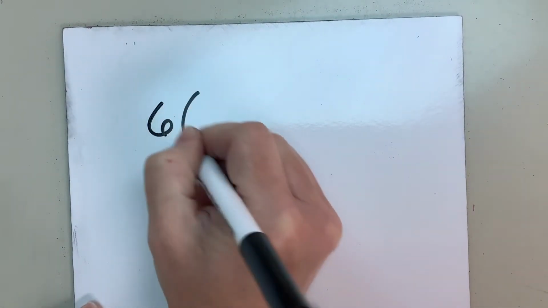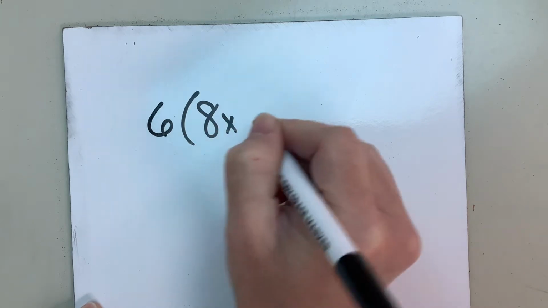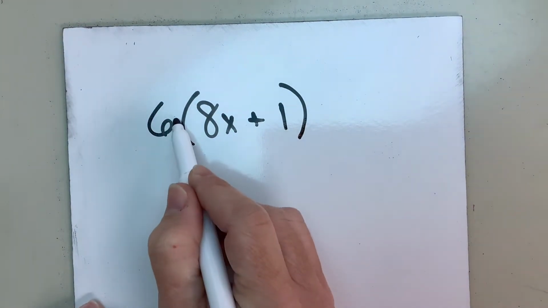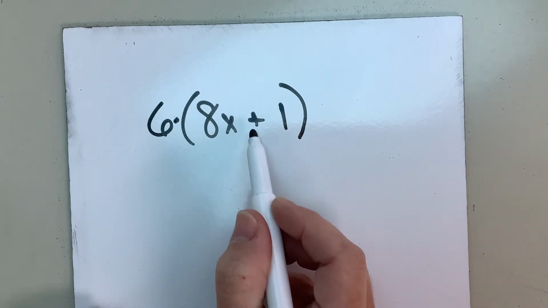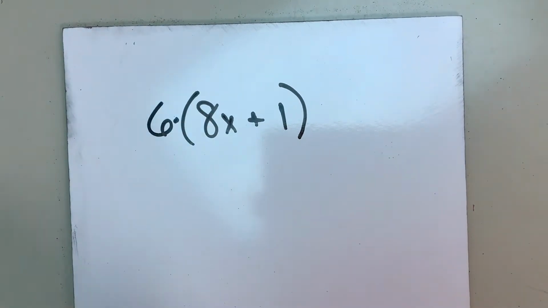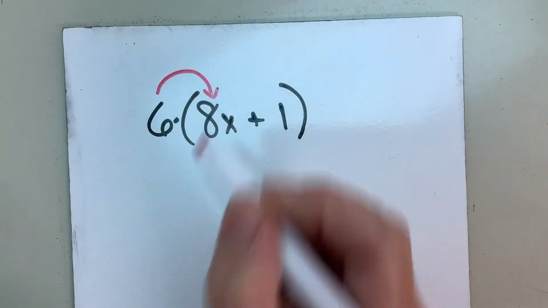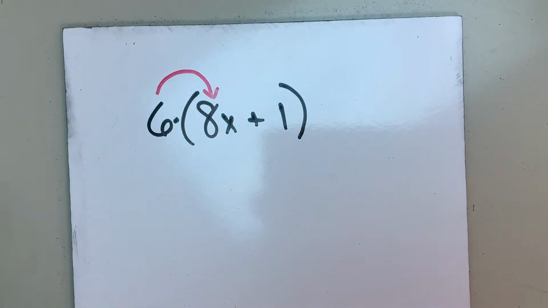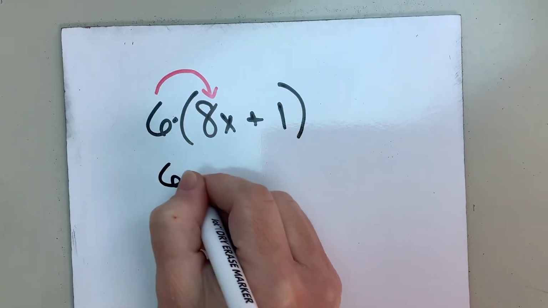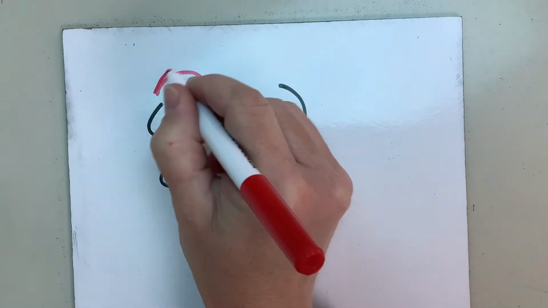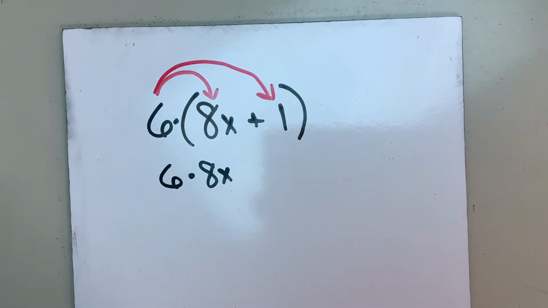So another example we could look at is 6 times the quantity 8x plus 1. Again, it's distributive property. You have multiplication and you have addition. So we're going to use our arrows to make sure that we've covered both pieces, both terms. So the first one is going to be 6 times 8x, and then we're going to have 6 times 1.